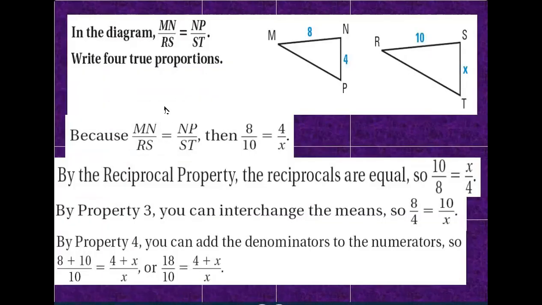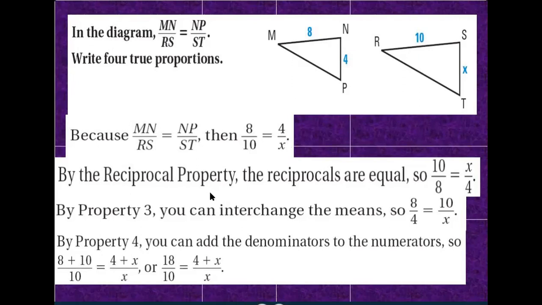We can use proportions to answer geometry questions. So in this question, in the diagram, MN over RS equals NP over ST. Write 4 true proportions. So we are looking for 4 true proportions. Number 1, we will use the main proportion, which is MN over RS equals NP over ST. We will substitute, then we have 8 over 10 equals 4 over x.